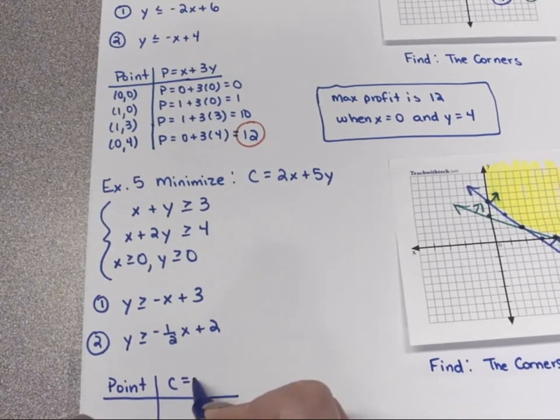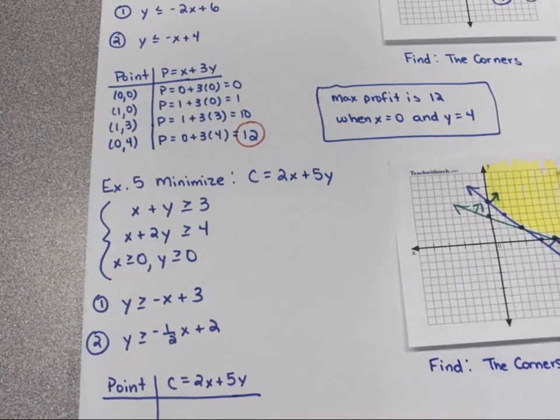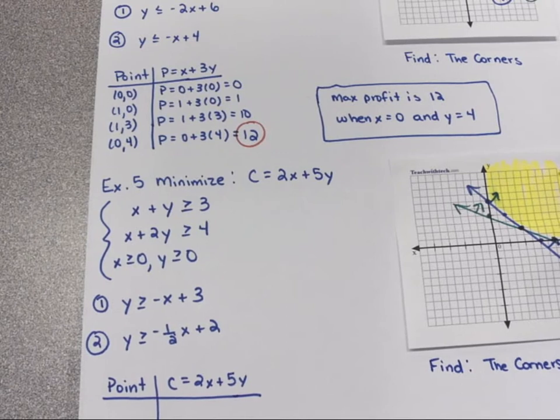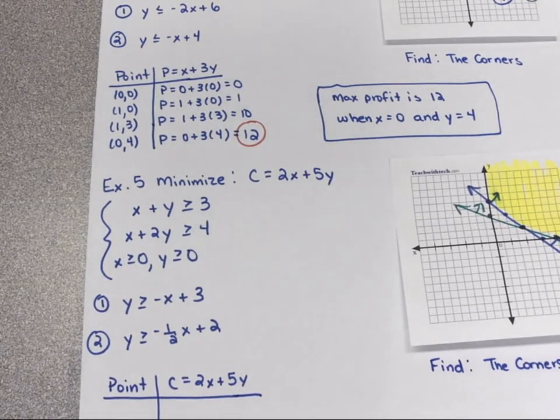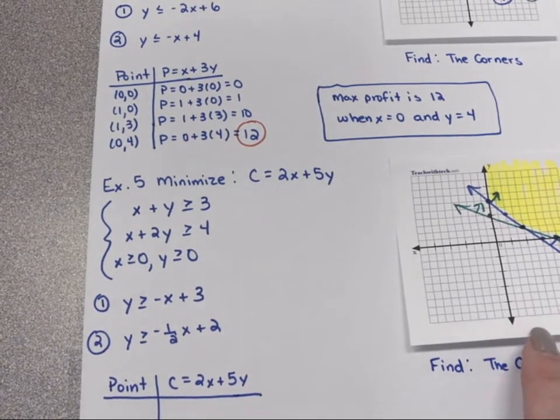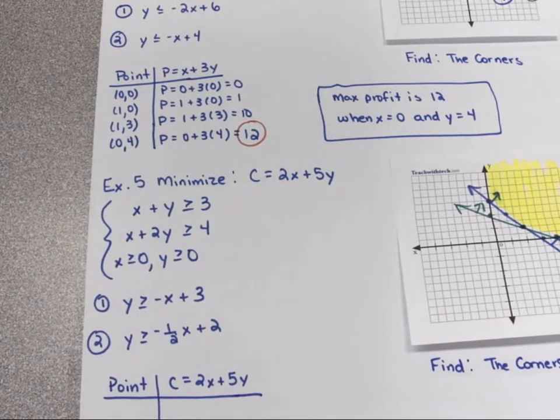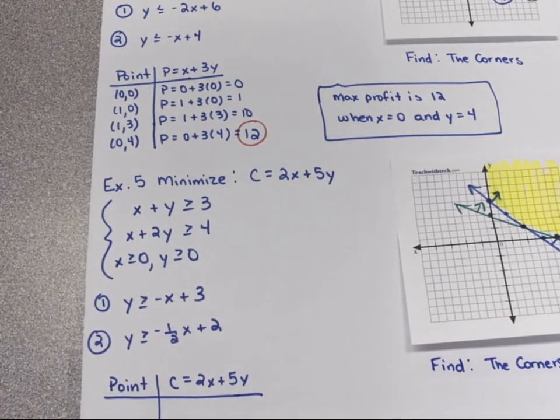But our cost equation is 2x plus 5y. So sometimes you'll have a point up here where it says, hey, stop here, and sometimes you won't, okay? But we just need to figure out what all of these points are. And so you're going to have to maybe pay particular attention to where it crosses, right?